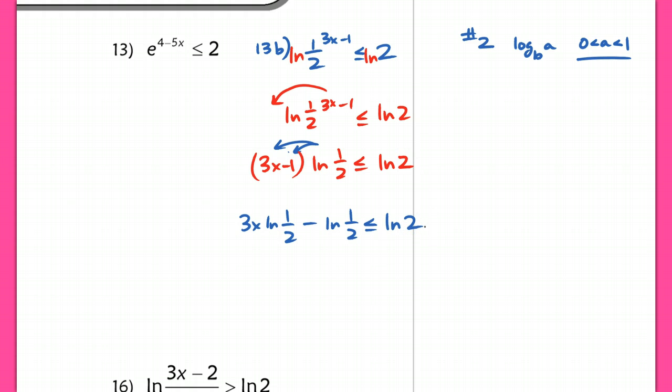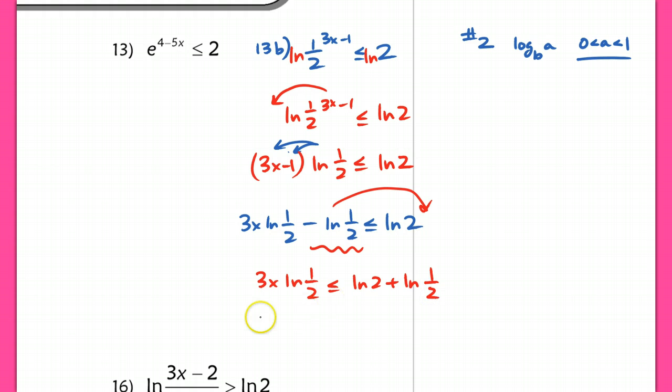If I want to get x alone, that means I need to move this. This is just a number. It's a constant, a real number. There is no variable here, so I would move this to the other side and add that. And I have 3x times the natural log of 1/2 is less than or equal to the natural log of 2 plus the natural log of 1/2.